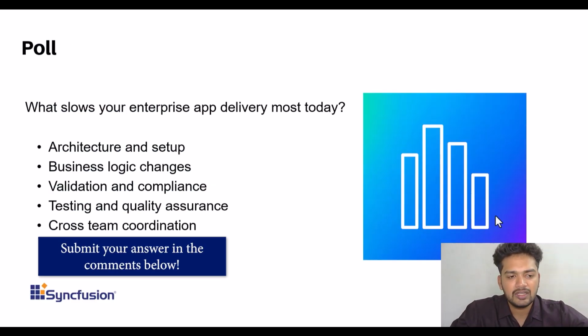Before we go deeper, let's do a quick poll. Think about your most recent or current enterprise project. What slowed you down the most? Is it architecture and environment setup? Is it business logic changes? Or validation and compliance? Or testing and QA? Or cross-team validation? I think in almost every organization, the answer is not just writing code. So please vote for your answers. Thank you for answering. Keep your answers in mind because every feature we will discuss today is designed to address these exact challenges.